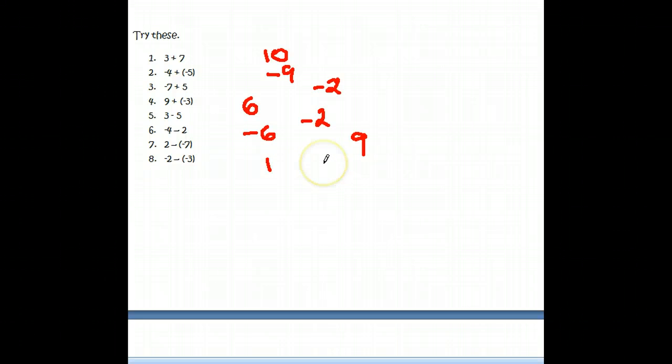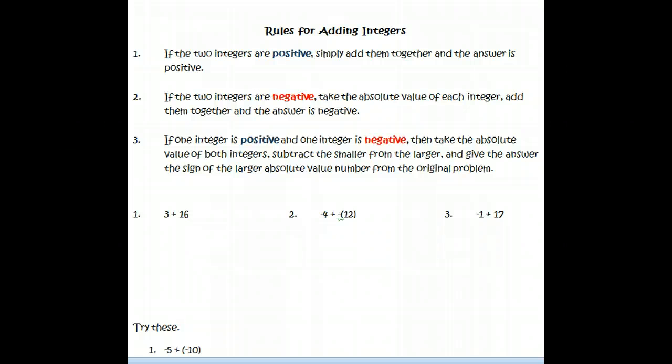Alright, that was 8 problems for you to practice. Hopefully you did well. If not, we're going to need to practice these some more. We're going to move on now to something a little bit different. Some of you may have already learned some of these rules and steps. We're going to look at rules for adding integers and later steps for subtracting integers.